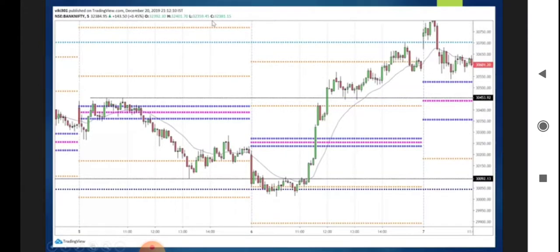Look at this. On the 6th, market opened with a red candle. It broke the previous day low also, but can you see that? There was a daily pivot, there was a weekly pivot, then it started making base here, right?